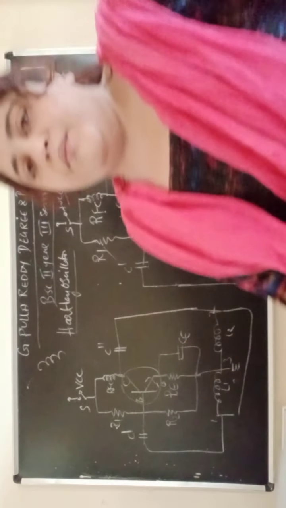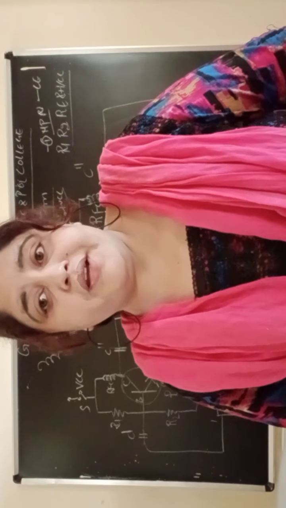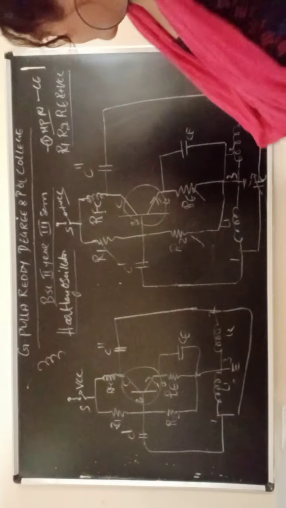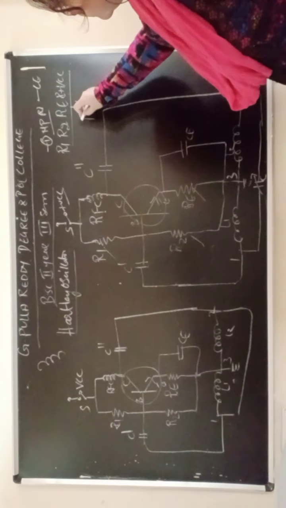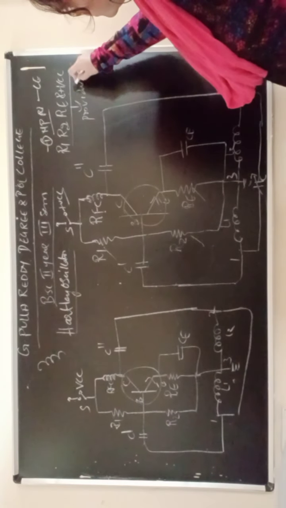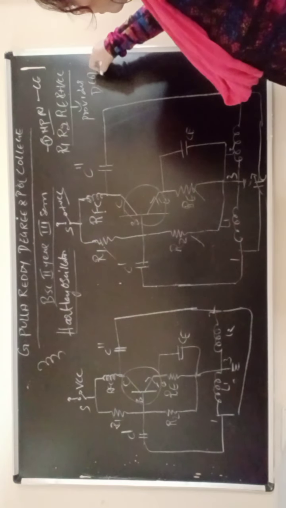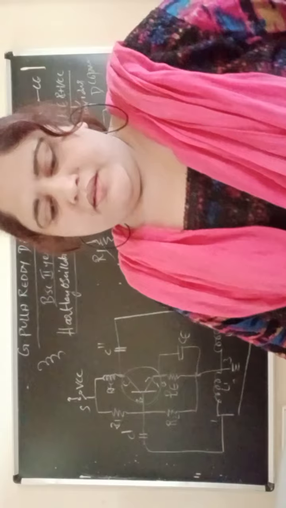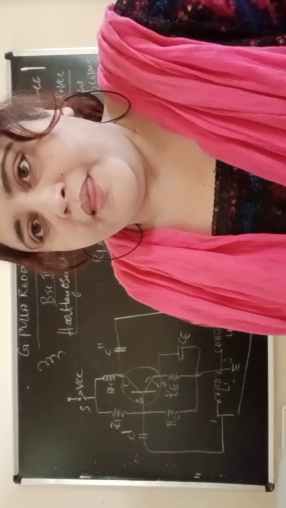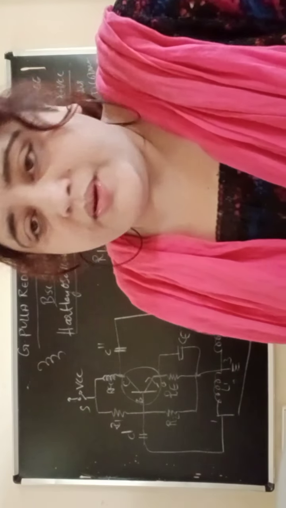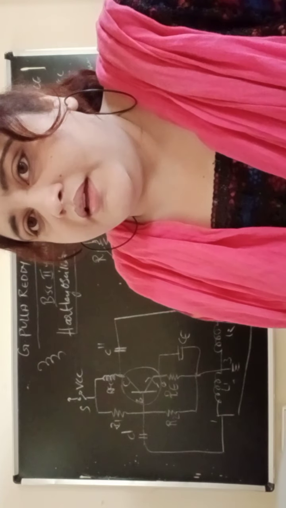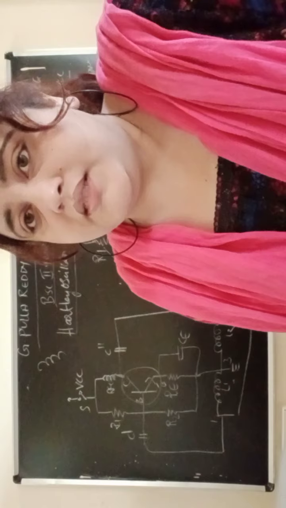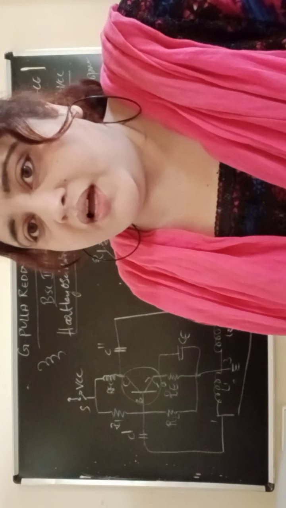Resistor R1, R2, RE and plus VCC provide the DC operating point to the transistor. That means DC will be supplied to the transistor with the help of resistors R1, R2, RE. What will these resistors provide? They provide the DC operating point to the transistor.